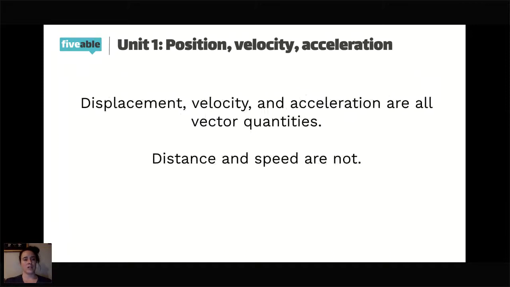Displacement, velocity, and acceleration are all vector quantities, while distance and speed are not. So that's one of the things that students get mixed up with a lot, distance and displacement in particular, because displacement is just how far are you from where you started, whereas distance is how far did you actually go, like back and forth.